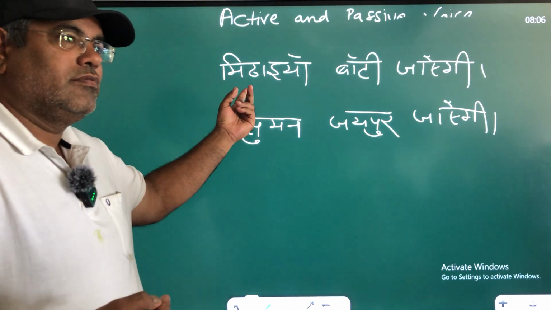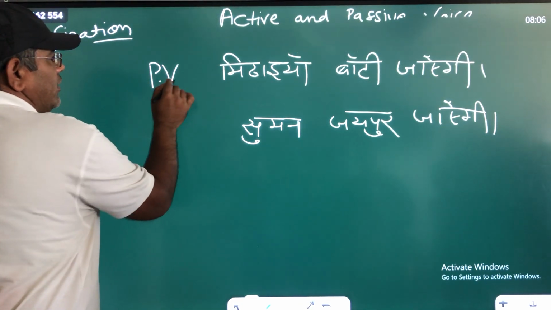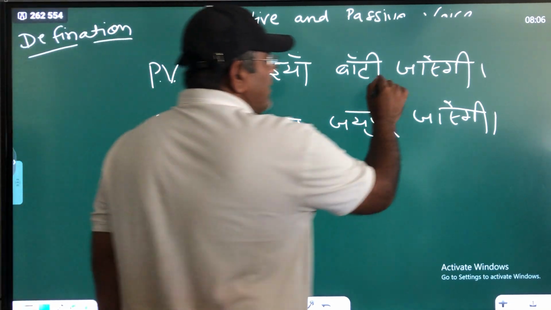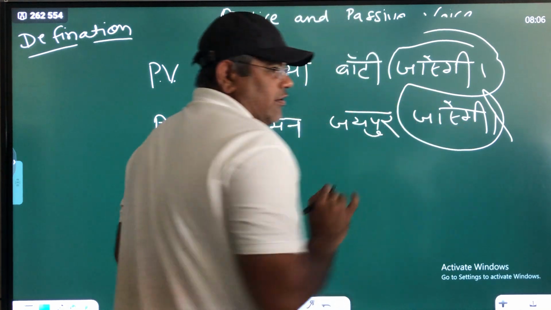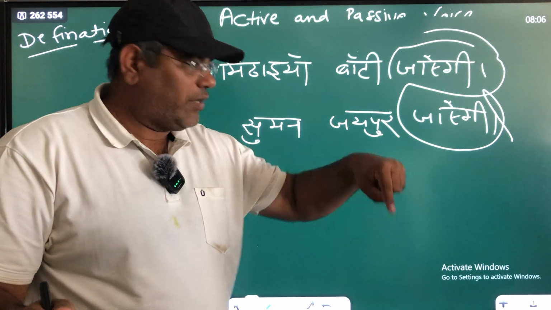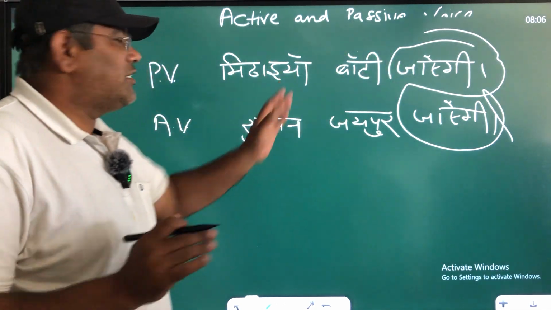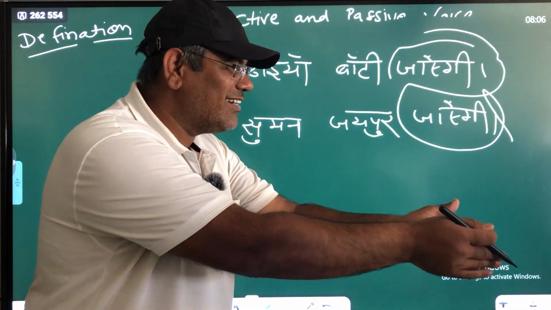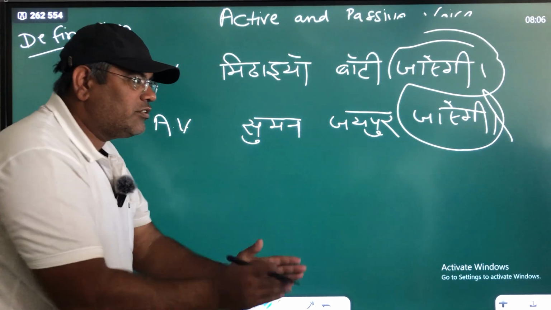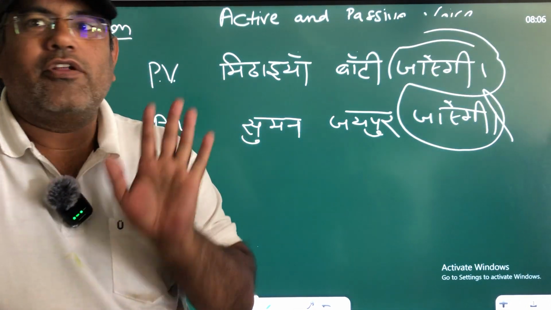First sentence. Passive voice. Very good. Okay. Second sentence. Active voice. Very good. Because in both sentences there is one common word, which is जाएगी. Okay. Suman Jaipur जाएगी. Motion involved. Activity involved. One place to another place. But here बाटी जाएगी. Sweets are not going anywhere. Is that clear? So no motion, no activity. It means passive voice. Motion, activity involved. It means active voice. Am I clear? Yes, sir. Are you sure? Yes, sir.